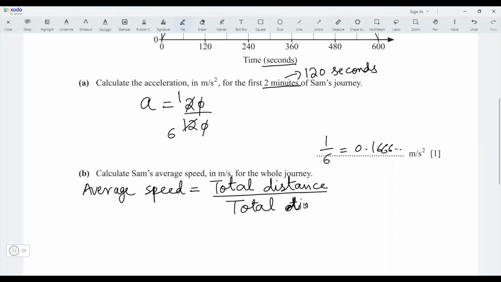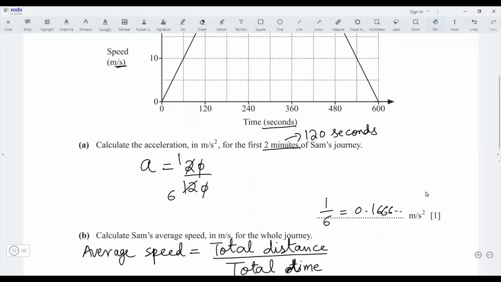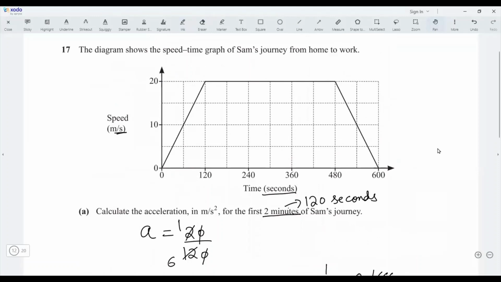Total distance over total time. What's the total distance? For the total distance, we have to apply the area under the curve. So it is a complete trapezium. For a complete trapezium, the formula is 1 over 2 times the sum of parallel sides times the perpendicular height between those two parallel lines. So you can say one length is 600.